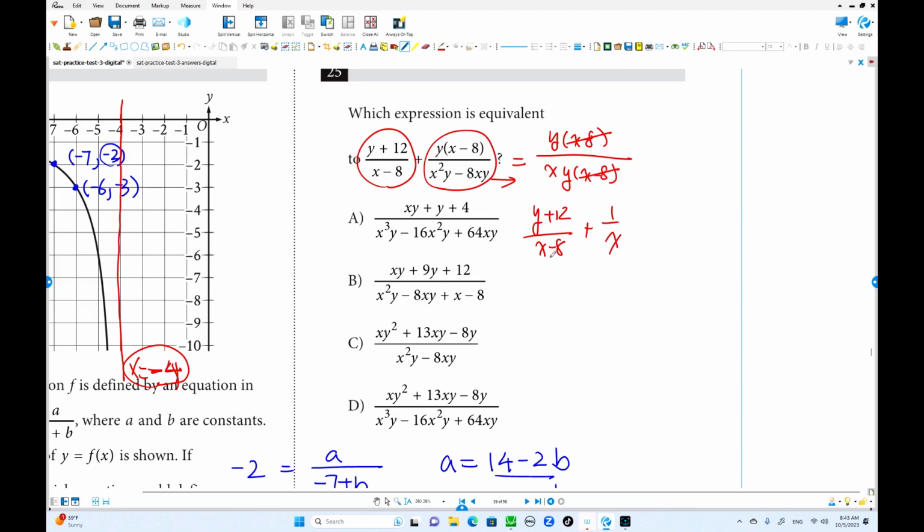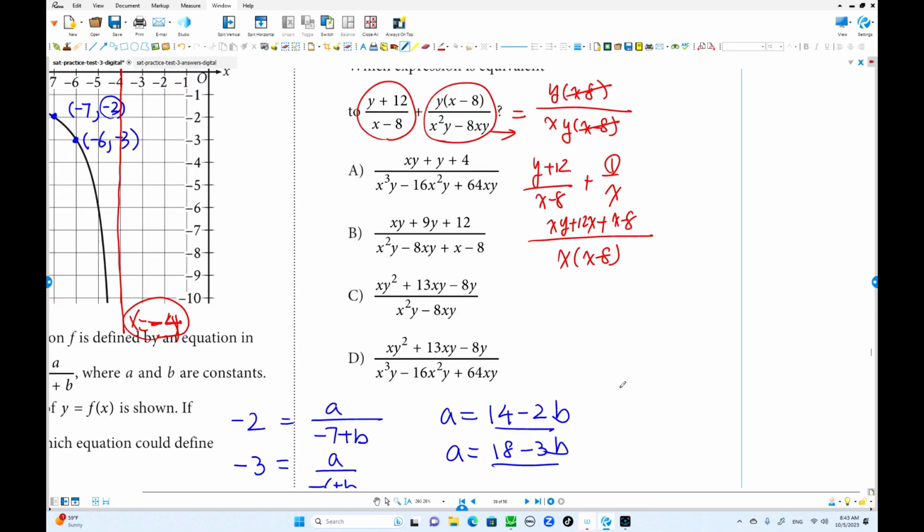Actually, the common denominator is what? x times x minus 8. So this one times x, xy plus 12 times x, and x minus 8 times the other x minus 8, right? Okay, when you simplify, xy plus 13x minus 8 over the denominator x squared minus 8x. But we don't have this one, right? Which one is the equivalent? This is anyway the simplest form.